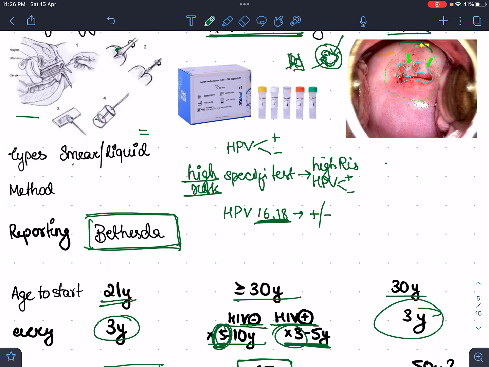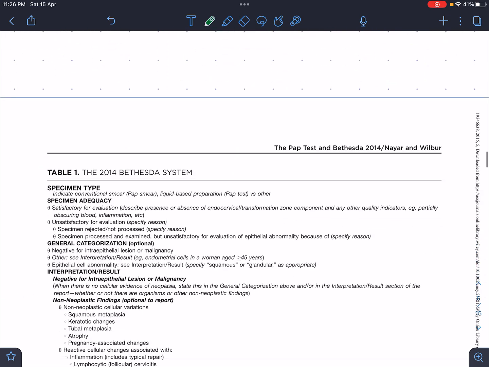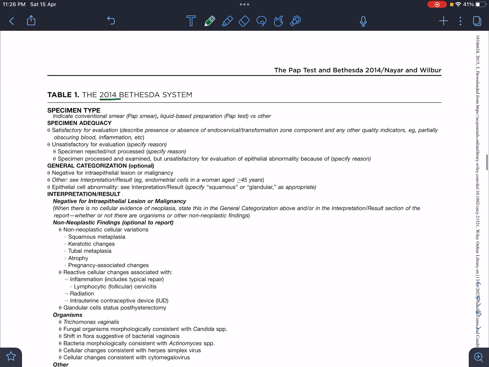So now how do you report? What you are seeing in cytology, you have to give it a language, because it is a pathologist who is going to read the report, and the clinician also has to interpret what the pathologist is seeing. So this is the Bethesda system, 2014 is the latest one.